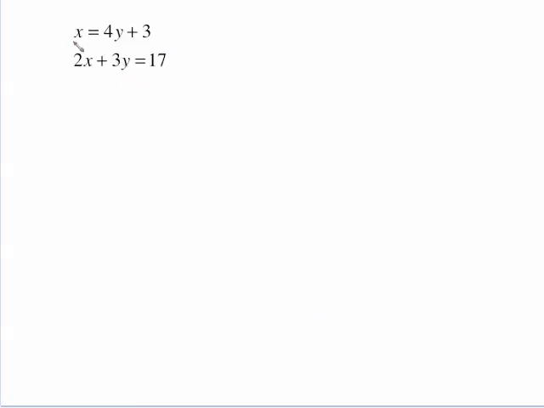Notice in this equation we have x equals something. In the previous equation we had y equals something. It really doesn't matter. It's just important that we have one of the equations written such that we have a variable totally alone. X equals 4y plus 3. So we're going to circle this up. Since that's x equals whatever, we're going to stuff that in for x.